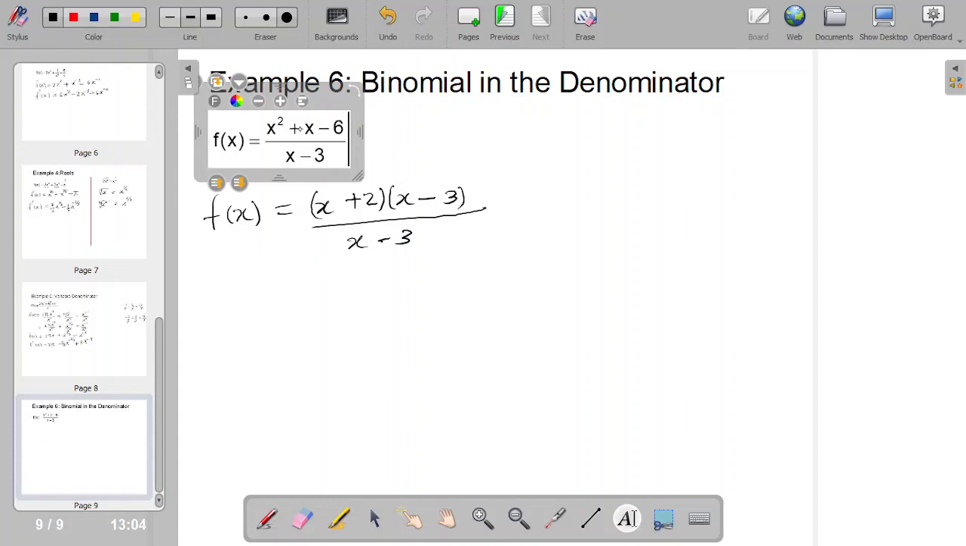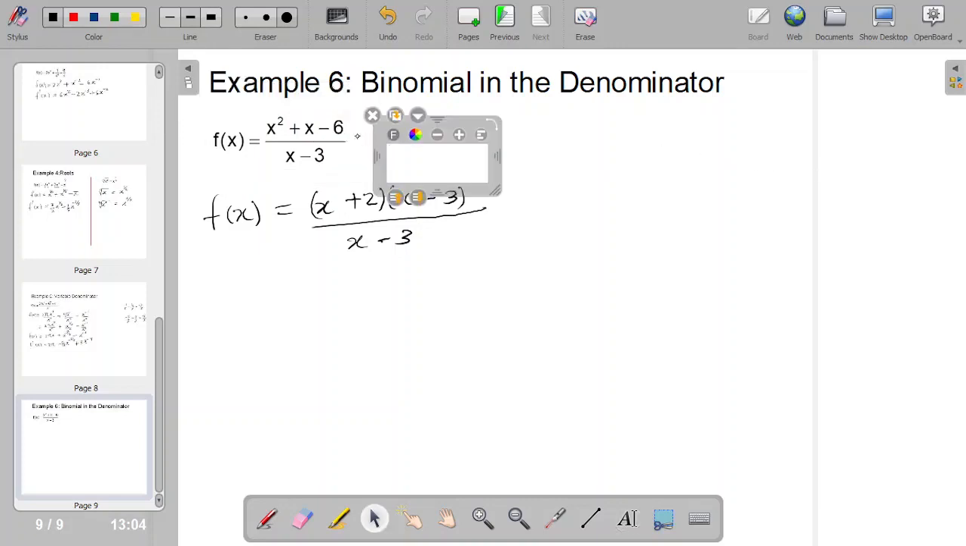So if you want to fix this problem, you are supposed to have a minus. The technology is acting up right now, so we'll just write it in this way. So we are supposed to have a minus here, not a plus.